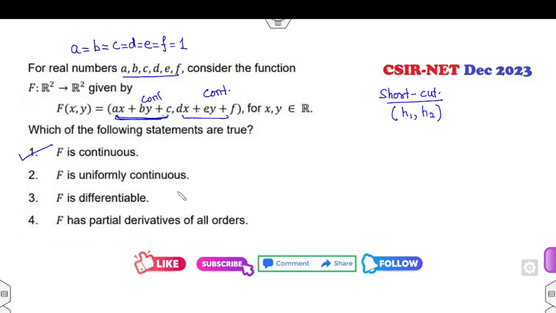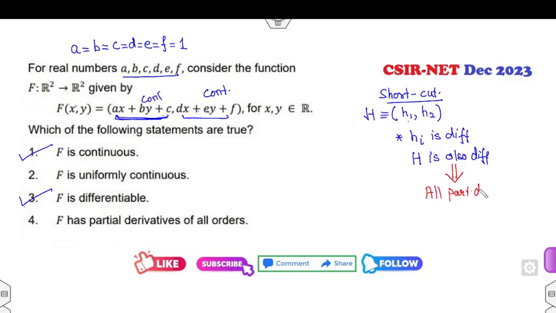f is differentiable. If each of the hi is differentiable, then capital H is also differentiable. So H is differentiable. We all know if H is differentiable, then all the partial derivatives exist. But make sure the converse is not true. If the partial derivatives exist, we can't say that it is differentiable.